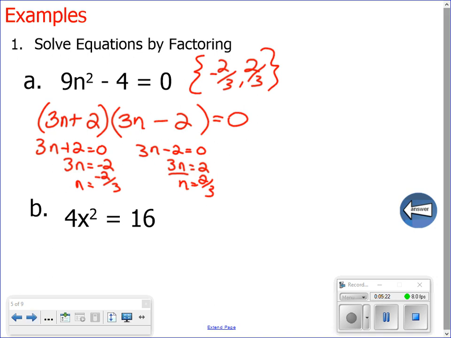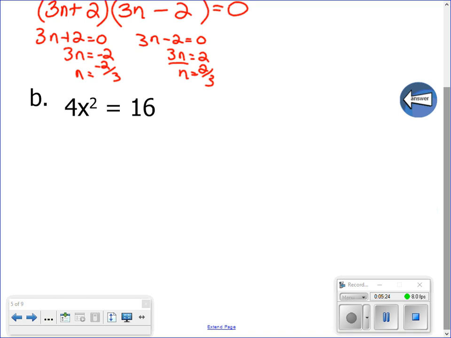In this next one, we have 4x squared equals 16. So before I solve this one, it's going to be important that we get them on the same side. So we subtract 16 on both. It's going to be 4x squared minus 16 is equal to 0. Now, I look for a greatest common factor. So remember, even if we know that it's a difference of squares, we still want to look for a GCF first. So my greatest common factor here would be 4. I could factor out a 4 from both terms.